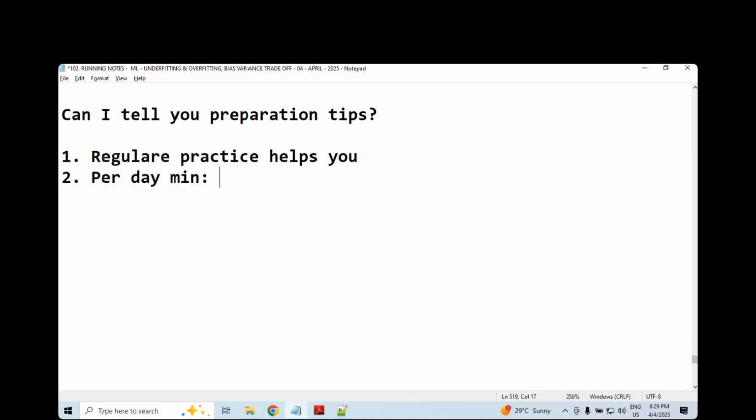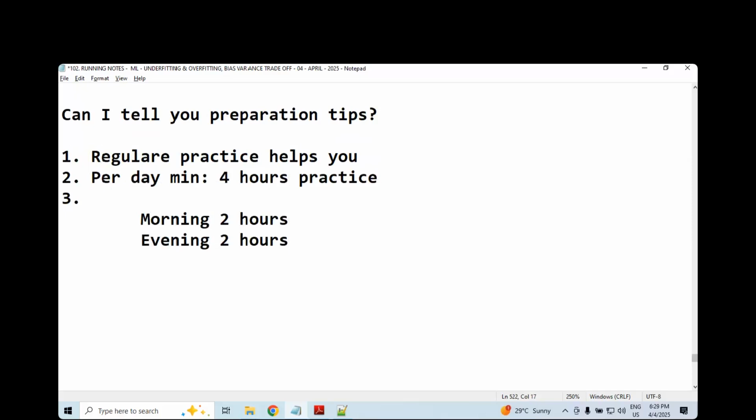Minimum 4 hours of practice per day is required. I'm not talking about 18 hours or 20 hours. No, let's be realistic. Come to the point: minimum 4 hours. If you are able to do 4 hours of practice, awesome, you will become a data scientist. These 4 hours you have to divide: morning 2 hours and evening 2 hours.